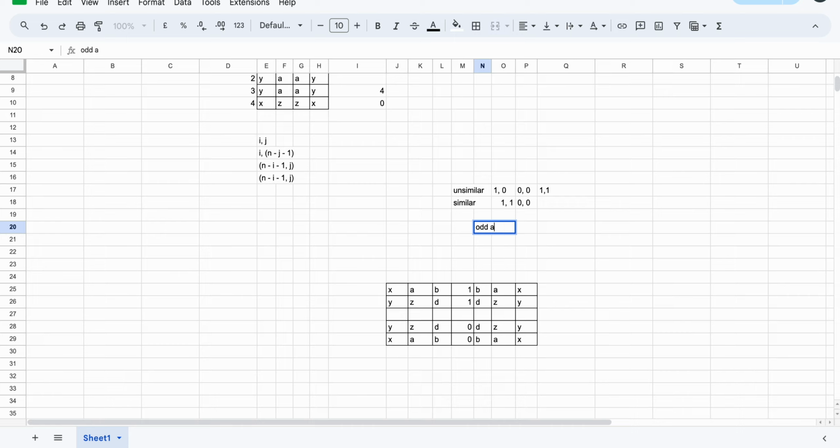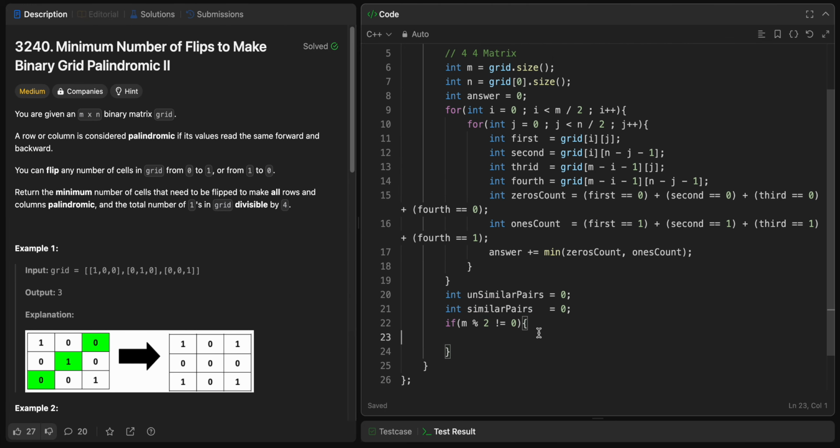Because if a pair has ones and there is an odd number of pairs, then there would be 6 ones. 6 ones would not be divisible by 4, but 6 zeros would be divisible. So ones will give us a certain possibility of error. So I'll count odd pairs, sorry, similar pairs, and that's only for ones, not for zeros. So if m ampersand 2 is not equal to 0, in the sense that I'm having an odd number of rows, in that case, I'll iterate till my nth column for the particular row, and I'll check.